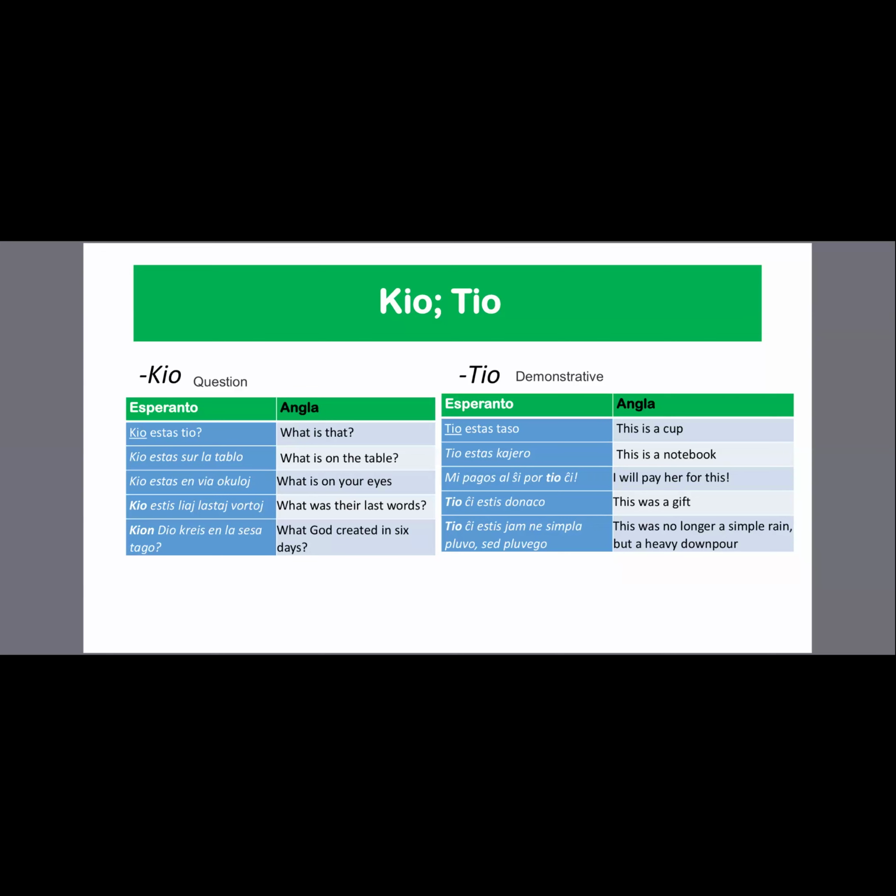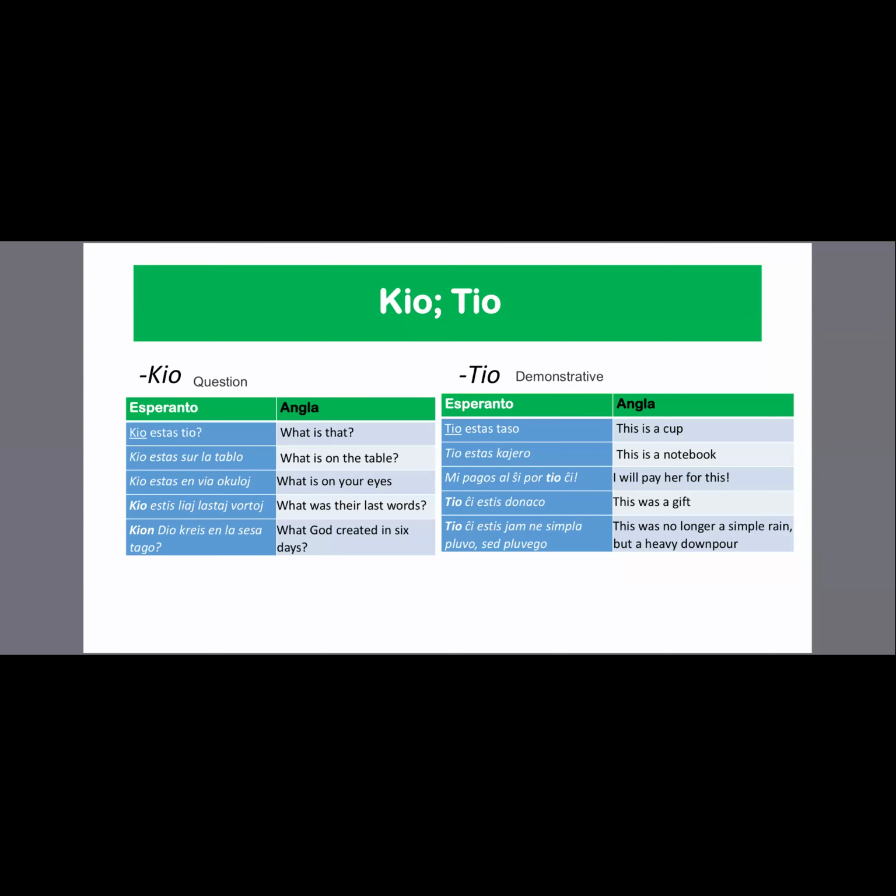The second question is, Kio estas sur la tablo? La tablo is a table. What is on the table? Maybe it's something that you don't know. Tio estas kajero. This is a notebook. A demonstrative should be far or closer. When I say this, you know that this is Tio. So, Tio estas kajero. What is that on the table? Something on the table is maybe a notebook. Tio estas kajero.